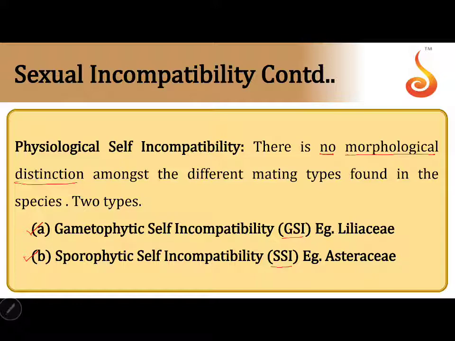So now we are going to see how a plant will employ incompatibility through gametophyte and sporophyte. So gametophytic self-incompatibility. I wrote the abbreviated form. In this case, what happens is when the gametophyte approaches the stigma.